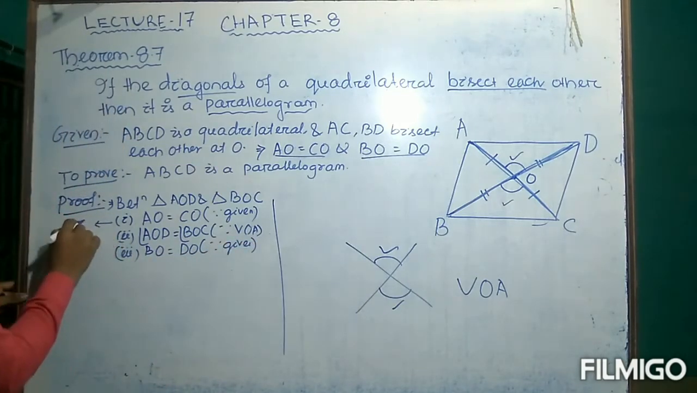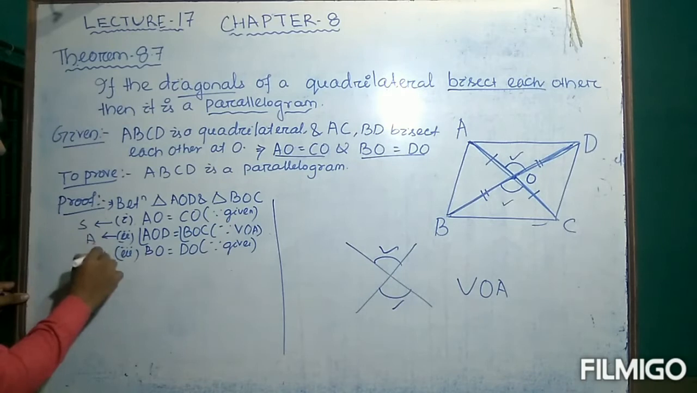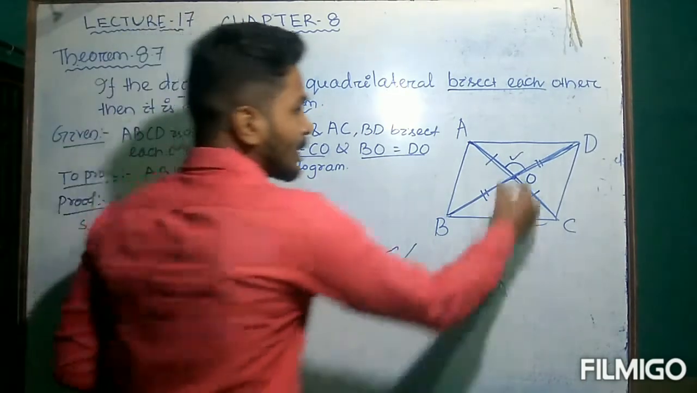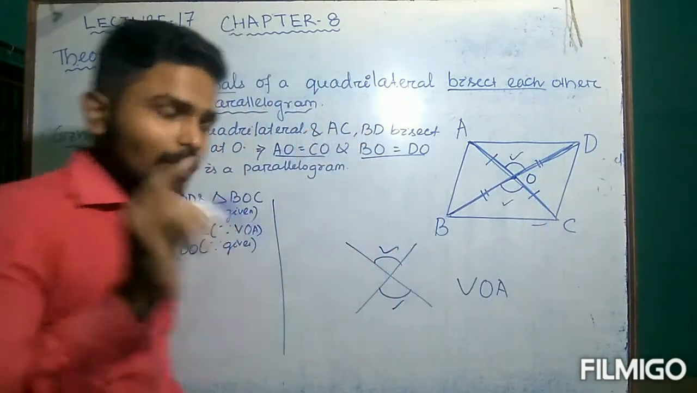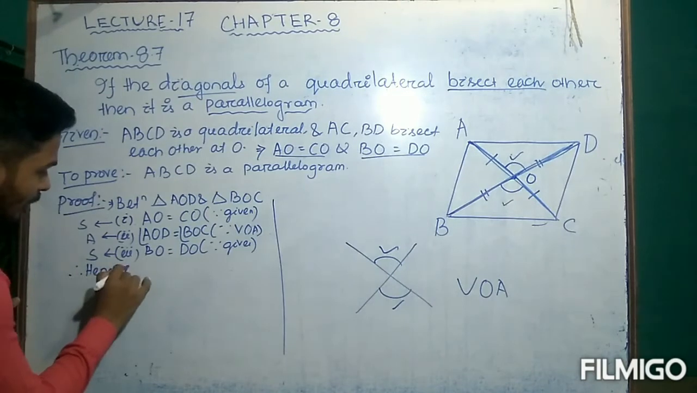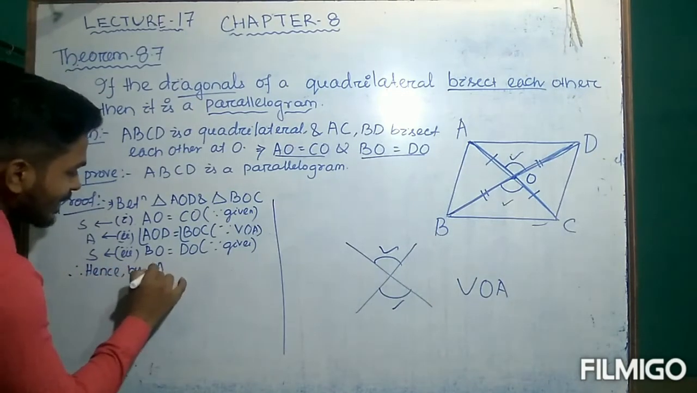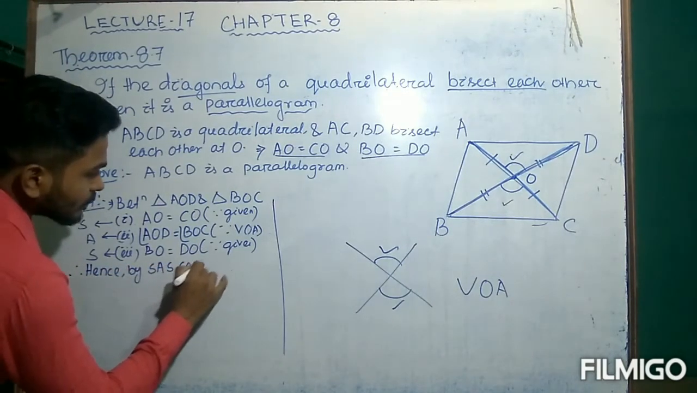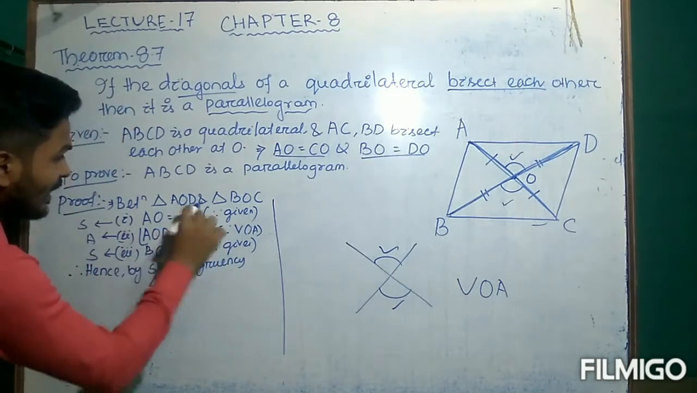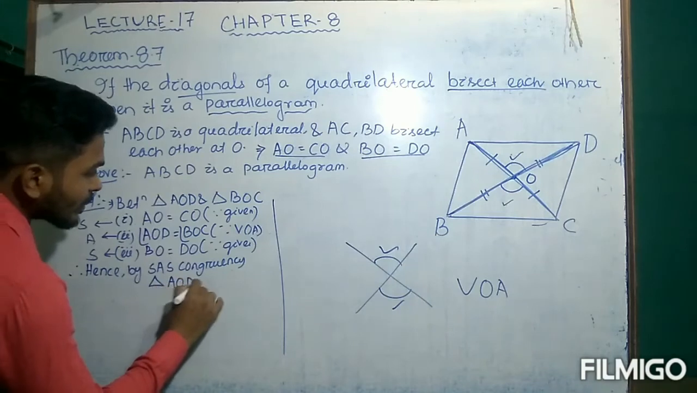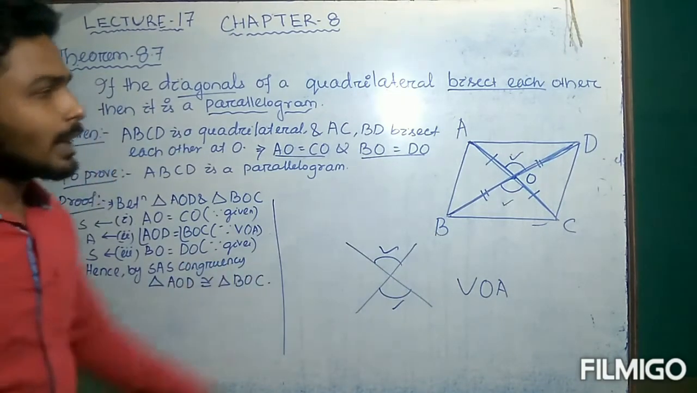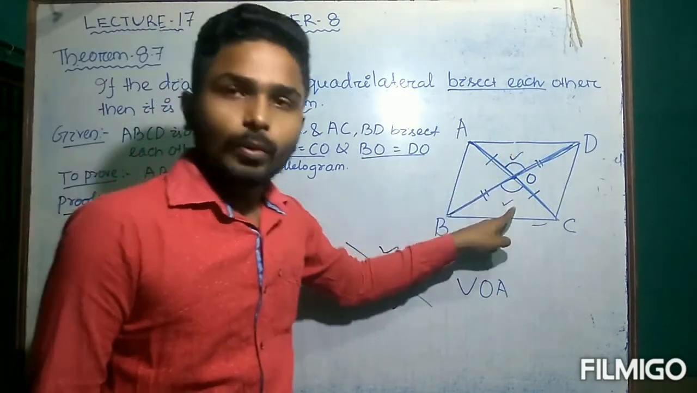So this stands for side, this stands for angle, this stands for side. So by side, angle, side congruency, this triangle and this triangle are congruent. Hence by SAS congruency, triangle AOD is congruent to triangle BOC. Now we have proved that these two triangles are congruent.